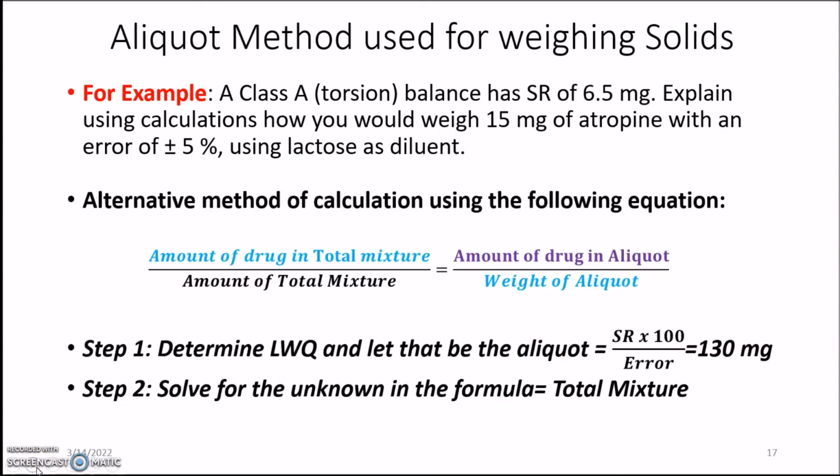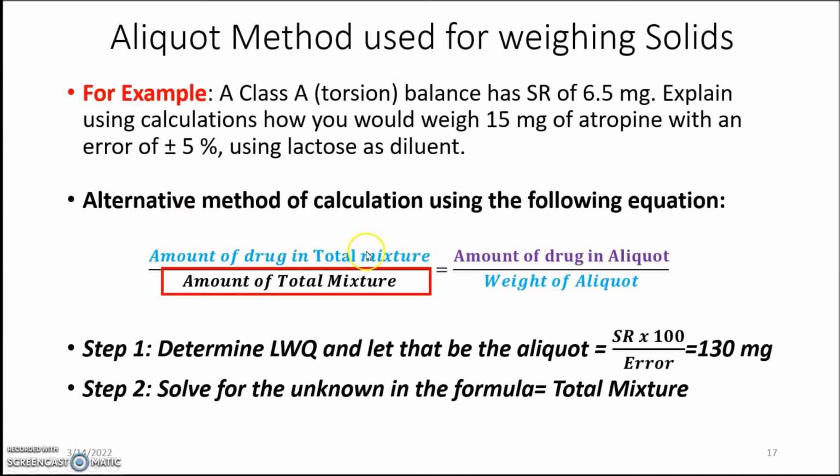An alternative method of calculating that is using the following equation, which is the amount of drug in total mixture divided by amount of total mixture, which is equal to the amount of drug in the aliquot over the weight of the aliquot. So again, we are going to determine the least weighable quantity, which is 130 milligrams, just as we did the first time around. And then we're going to solve for the unknown in the formula, which is the amount of total mixture. Remember, we didn't know that, but we know the amount of drug in total mixture, we know the amount of drug in aliquot, and we know the weight of the aliquot.